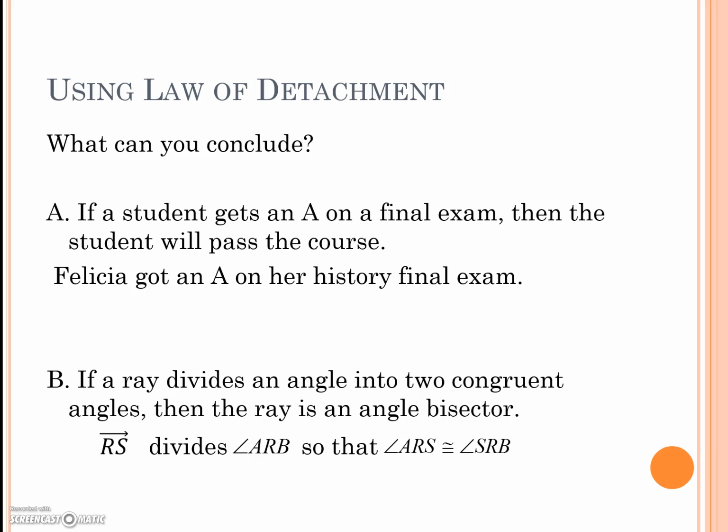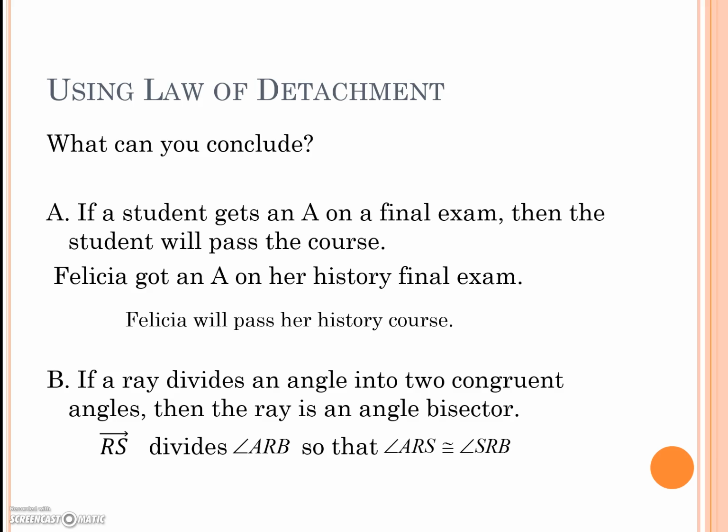Okay, let's look at the first one there. If a student gets an A on a final exam, then the student will pass the course. So that's my original if-then statement. Then I'm going to go on to make another statement. Felicia got an A on her history final exam. So that's what I mean: we get another hypothesis, but not another conclusion. You're going to be able to come up with this conclusion based upon the original if-then statement. So in this one, she got an A on her history final exam, so then you can say Felicia will pass her history course.